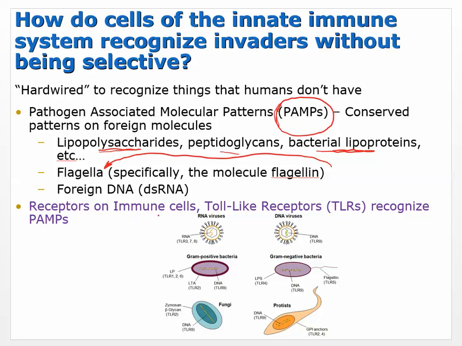So receptors on immune cells are what they have to recognize these PAMPs, these weird things about other, foreign cells. These receptors are just called toll-like receptors. It's based on a fly protein where they were first discovered. But anyway, those are what recognize these pathogen-associated molecular patterns. Okay.